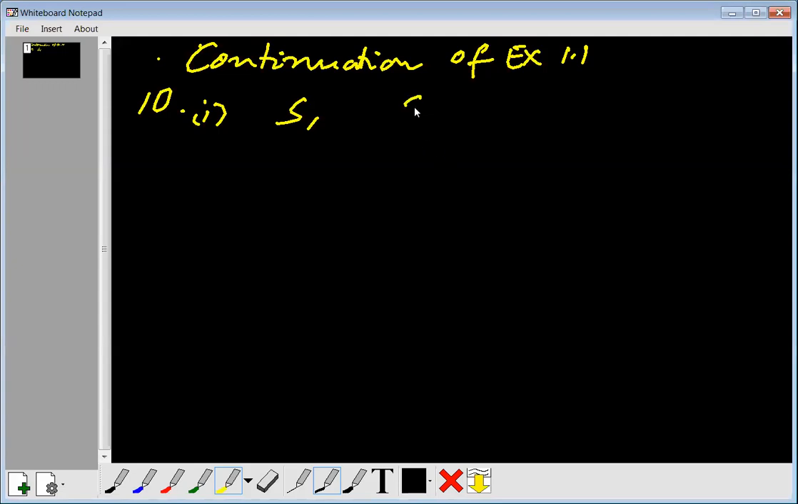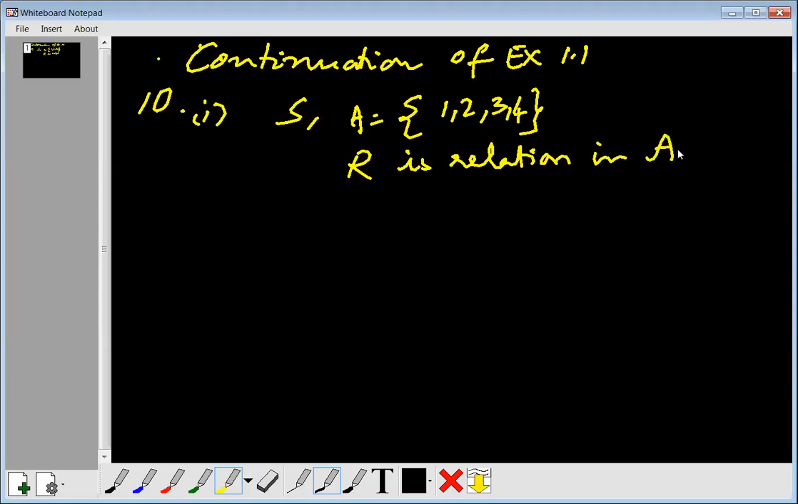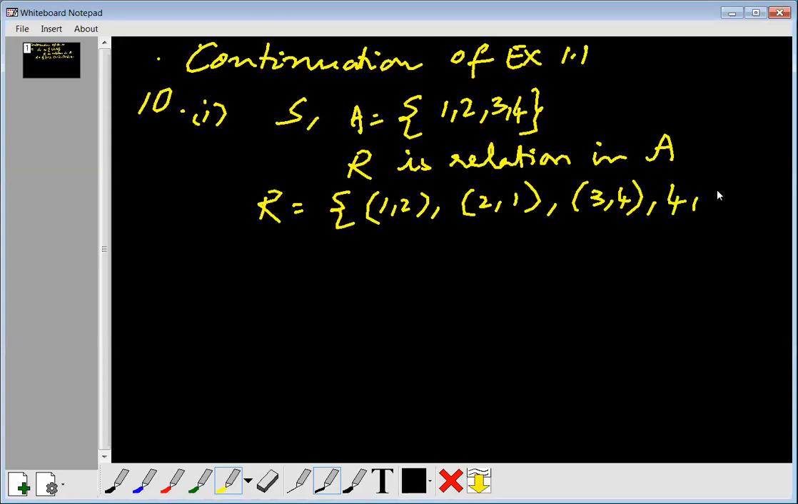So let's see, we can actually say A is equal to 1, 2, 3, 4, some 4 numbers you can take. R is a relation in A, and R equals to (1, 2), (2, 1), because we want this to be symmetric. Okay? (3, 4), and (4, 3).